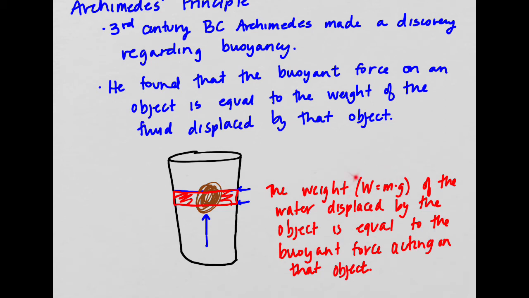Remember that weight is also called the force of gravity. It's W equals mg. You might also see this written as Fg. Force of gravity is equal to mg. So the weight of the water displaced by the object is equal to the buoyant force acting on that object. So Fg is equal to Fb, which is the buoyant force. This is the weight of the water, Fg of water.